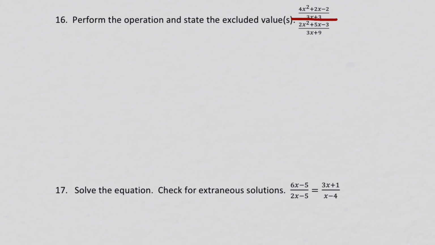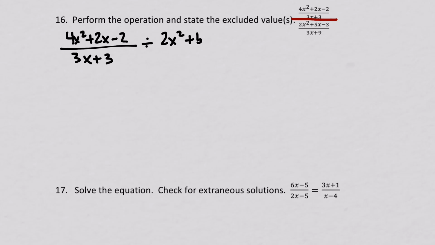If you focus on that, you can write this as 4x squared plus 2x minus 2 over 3x plus 3, divided by, that's the middle division sign right there, divided by 2x squared plus 5x minus 3 all over 3x plus 9. If you see the fraction over a fraction, just focus on that middle division fraction bar and turn it into a division symbol, and then write the two fractions separately. Go ahead and try it on your own. Pause the video, do it on your own, then come back and check the answer.